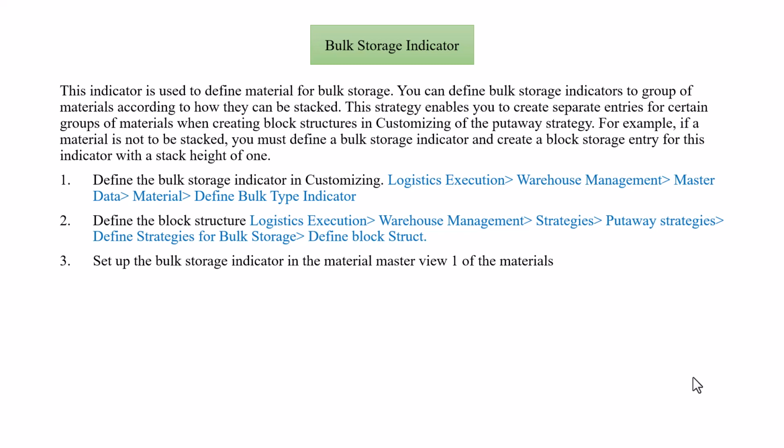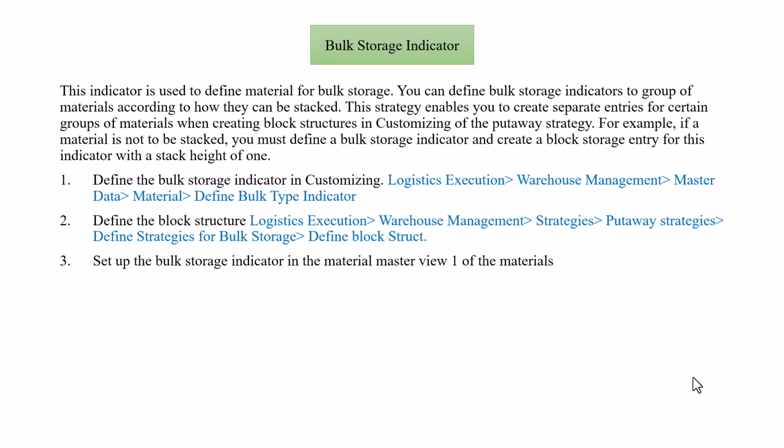So if you assign the bulk storage indicator to a material, whenever we have a goods receipt of a material, the system already comes to know that this material is to be stored in a bulk quantity, like it is to be stored in a stack and with height. So it is to be stored with a multi-stack. This strategy enables you to create separate entries for certain groups of material when creating block structure in customization.